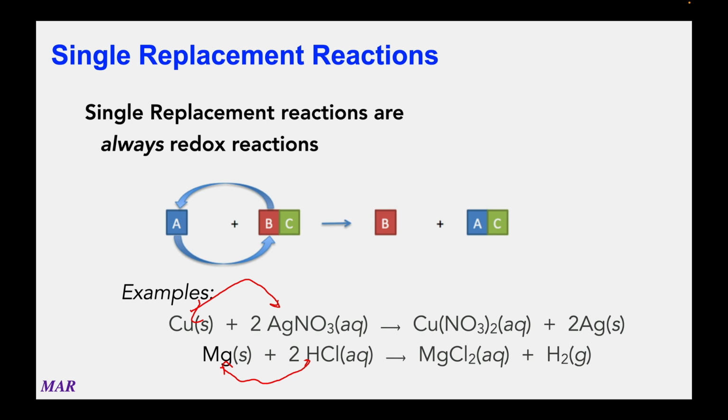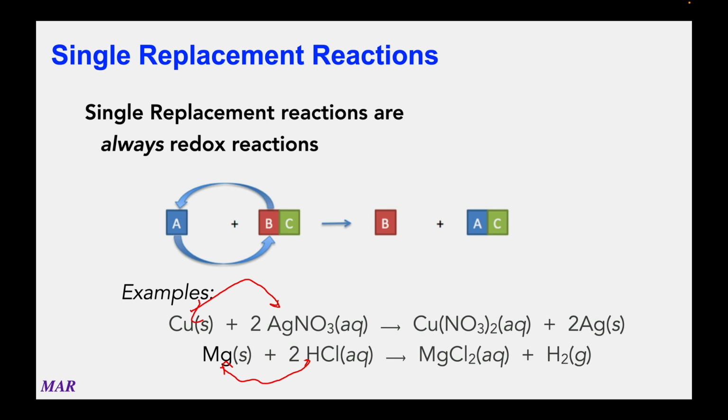But anyway, the important part here is that all single replacement reactions are redox reactions, all right? I don't know of any exceptions to this. So if you know about single replacement, it can make the world a little bit easier. You know automatically it's redox. Now to confirm that it's redox, you can look at the oxidation numbers.